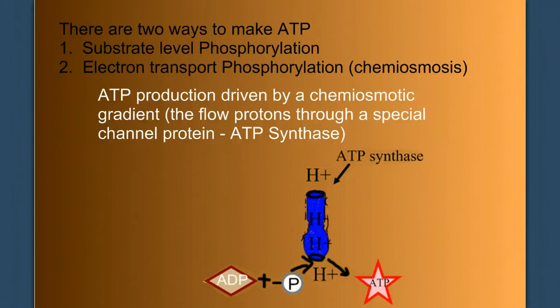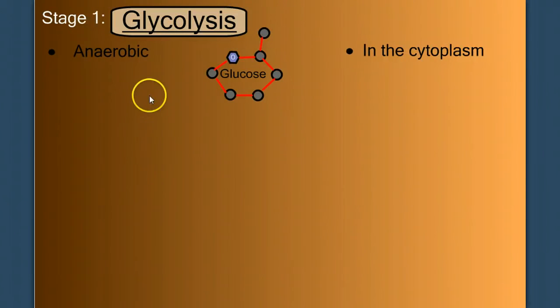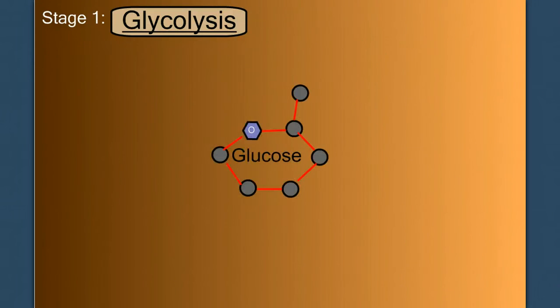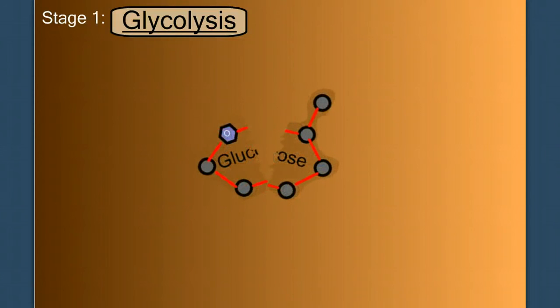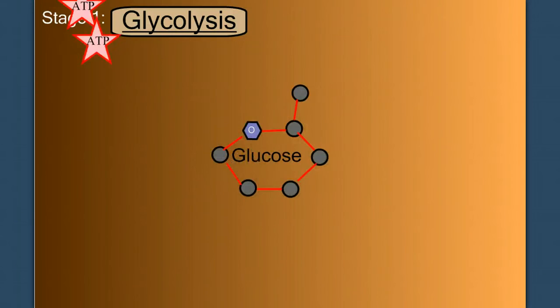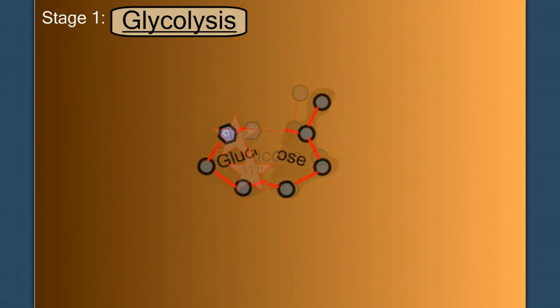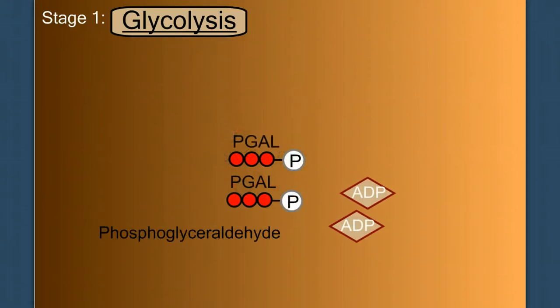So let's get started with glycolysis. Remember that glycolysis is anaerobic and it occurs in the cytoplasm. And we're going to start with glucose. And in the first step of glycolysis, glucose is split with the energy from ATP. And this is interesting because we're trying to make ATP, but in the first step, we actually consume 2 ATP to split glucose into 2 molecules called PGAL, or phosphoglyceraldehyde.